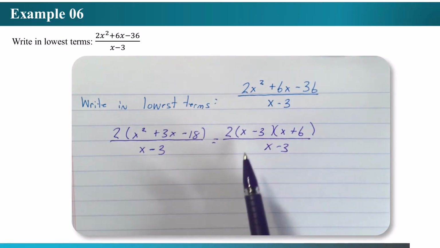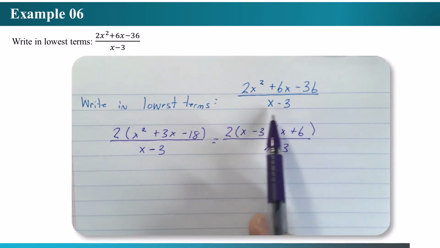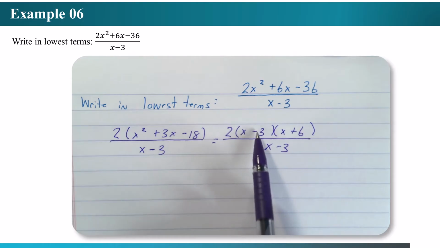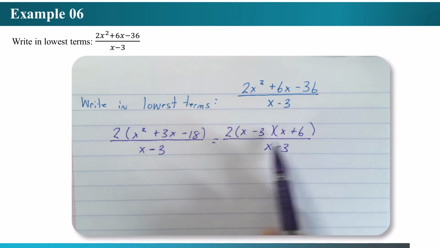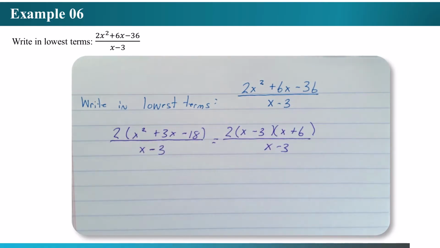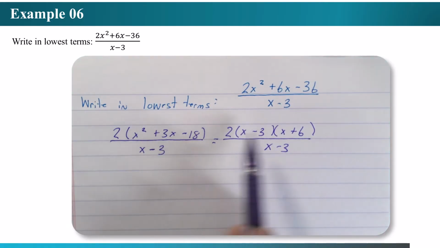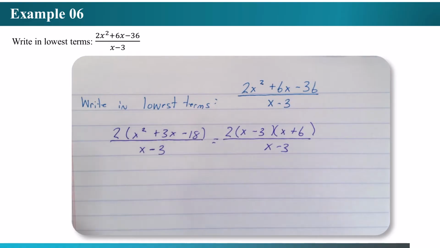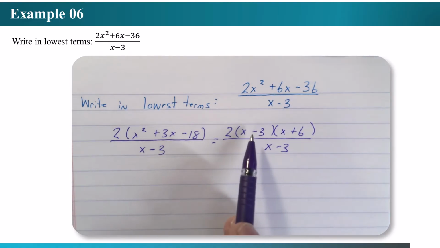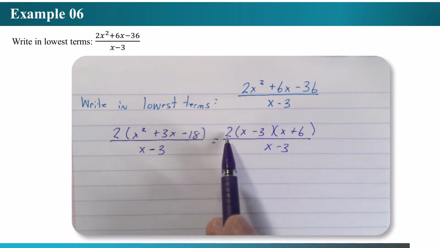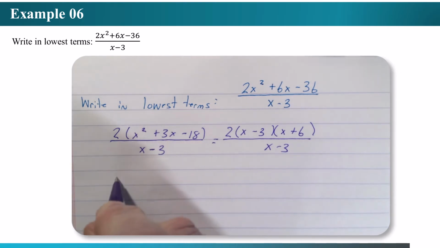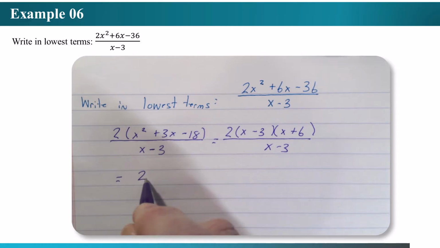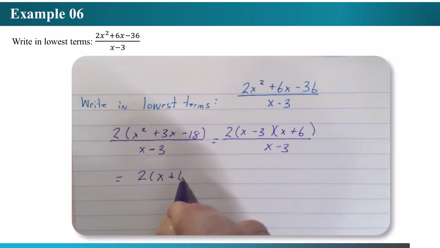And I'll just check that real quick. If I do the outer ones, it looks like I get a positive 6x. And do the inner ones, I get a negative 3x. And when I add those together, I end up with this positive 3x over here as my middle term. So everything looks good here. And now I see I have a factor of x minus 3 in the numerator. So I'm going to cancel that with the x minus 3 down here. And it looks like what I'll be left with will be 2 times (x plus 6).